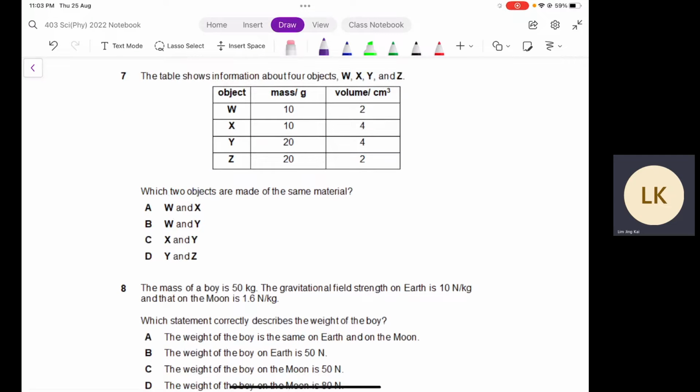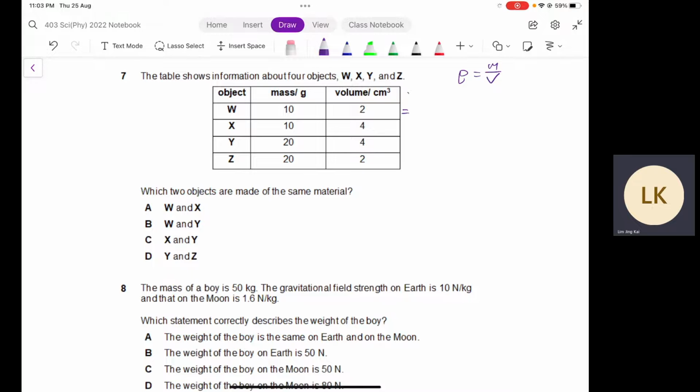Question 7. They show objects and are asking which two objects are made from the same material. You will notice that they give you mass and volume. This tells us that we need to calculate density, because the density of the same material would be the same. So if the objects are the same material, they have the same density. We need to calculate each one of them to find out which gives the best answer. The density formula is mass over volume.